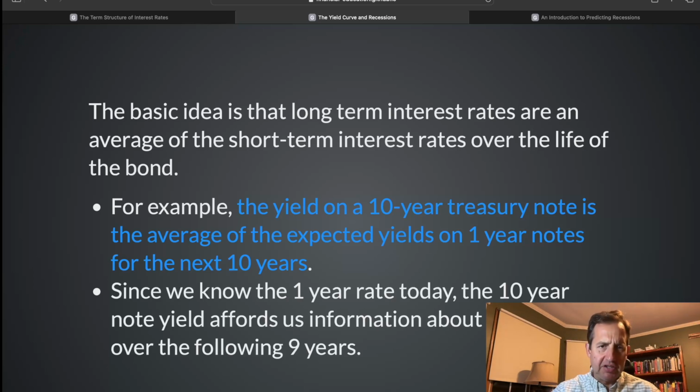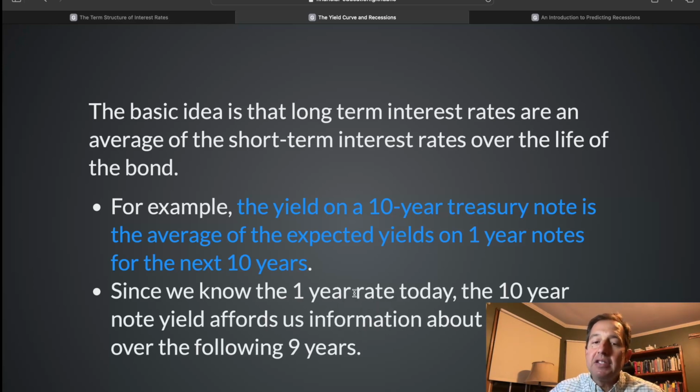So pure expectations is a theory of the term structure of interest rates. Remember, the term structure of interest rates is how interest rate varies given maturity. So the 1 month versus the 1 year, the 10-year, the 30-year risk-free interest rates. What pure expectations says is the yield on a 10-year Treasury note is the average of the expected yields on 1-year notes for the next 10 years. So basically the 10-year note is an average of what the market expects to happen over all those 10 years. That makes perfect sense, right?